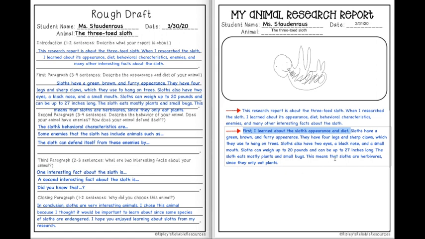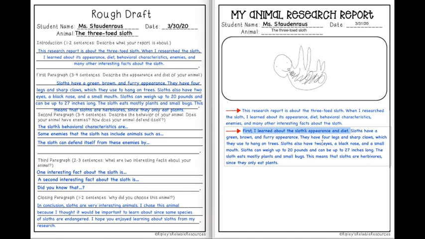So make sure when you're writing this paragraph, your first paragraph that is describing the appearance and diet, you tell the reader, first, I learned about the sloth's appearance and diet. We also need to say that, and I know it sounds repetitive because we've been working on this a lot, but we also need to say that because over here on our rough draft, we have what are like labels, right? It says, hey, please describe the appearance and diet of your animal. And then that's what we did.